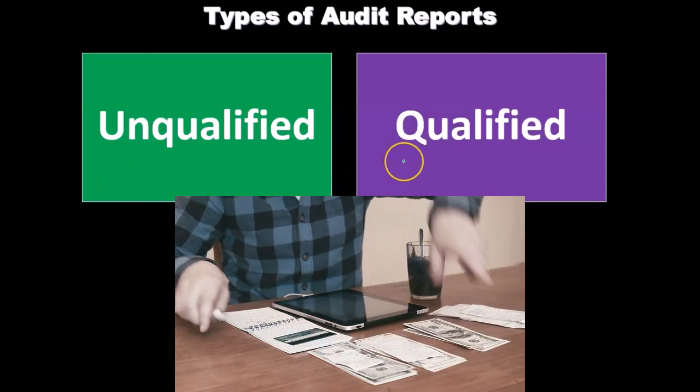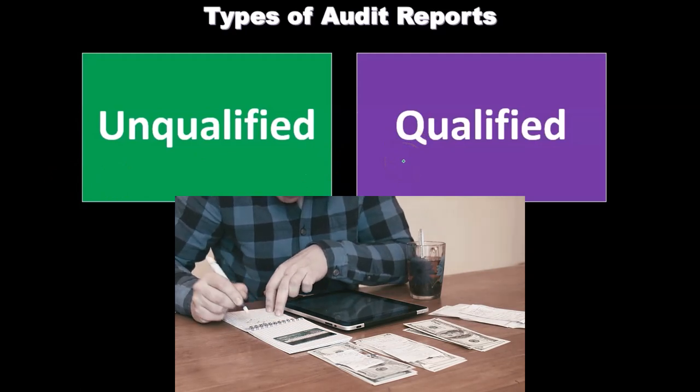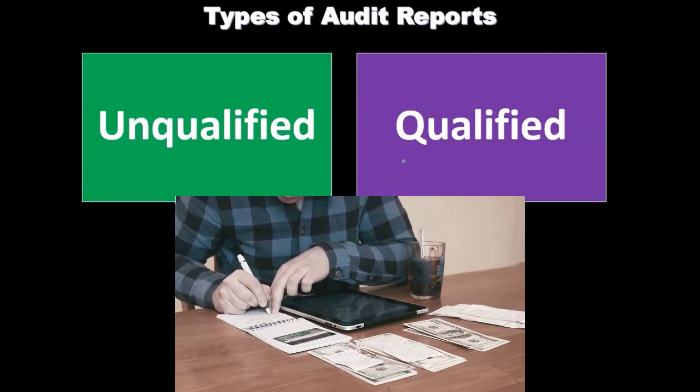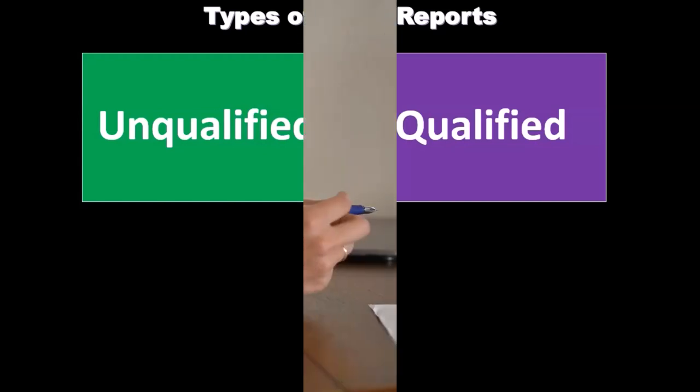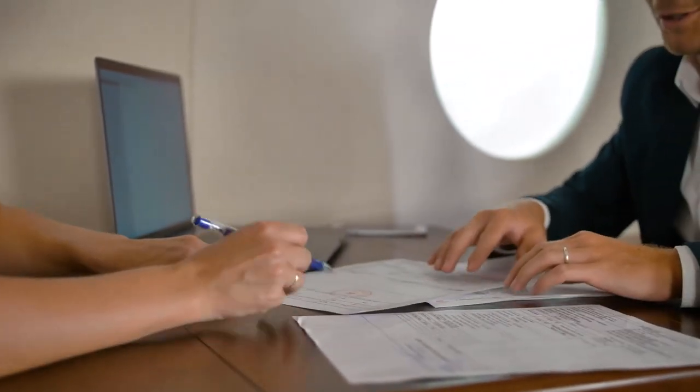This would be the highest report. Then we're going to say, well, there's a qualification. That's going to be the next step down. So we still issue a report. It's still not a terrible report, although we would normally expect an unqualified report. That's going to be the standard report. So a qualified report is a significant step down from an unqualified report. However, it's not a completely terrible report.